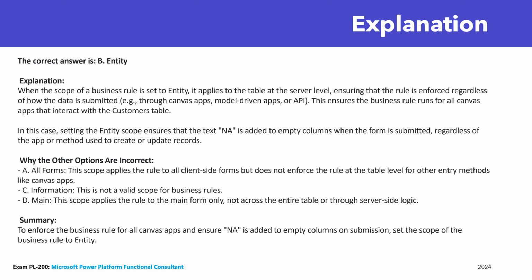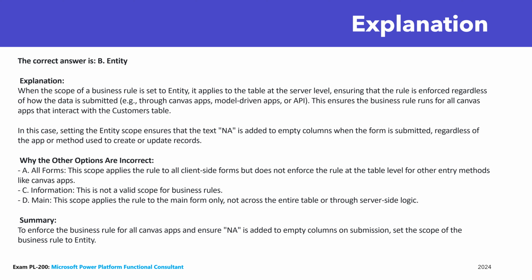Why the other options are incorrect? A. All forms. This scope applies the rule to all client-side forms, but does not enforce the rule at the table level for other entry methods like Canvas apps. C. Information. This is not a valid scope for business rules. D. Main. This scope applies the rule to the main form only, not across the entire table or through server-side logic.